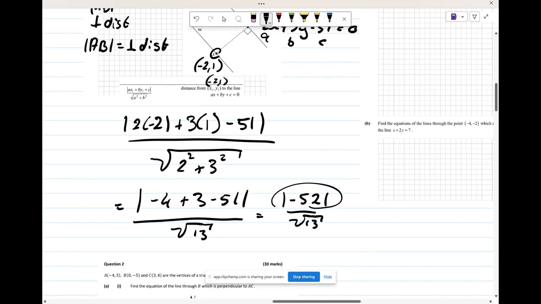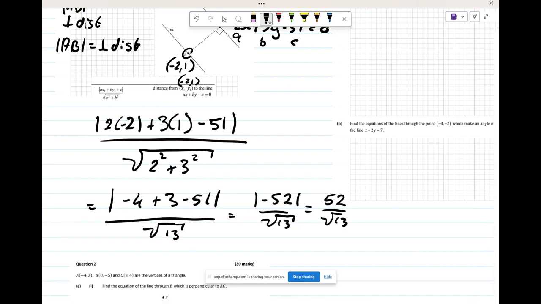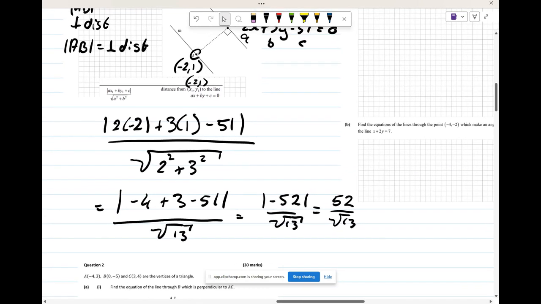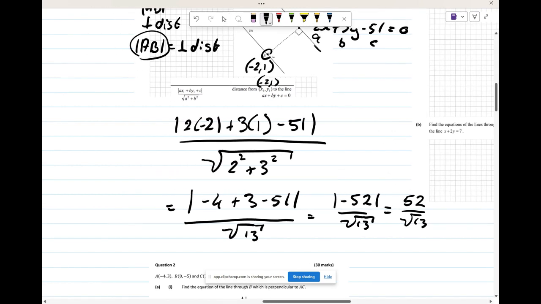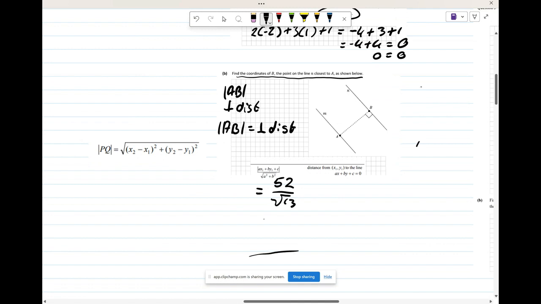But the absolute value here means that anything inside the absolute value can't be negative. So we're going to swap this to positive 52 over root 13. So this is our perpendicular distance from the line A to N. And now we're going to want to find the distance from A to B, and then let it equal 52 over root 13. So let's do that. I've just cleared up some things and rewritten. This here is our perpendicular distance, what we wanted up here. And now we want to find the distance from A to B, let it equal 52 over root 13, and we're going to be able to find the coordinates of B.